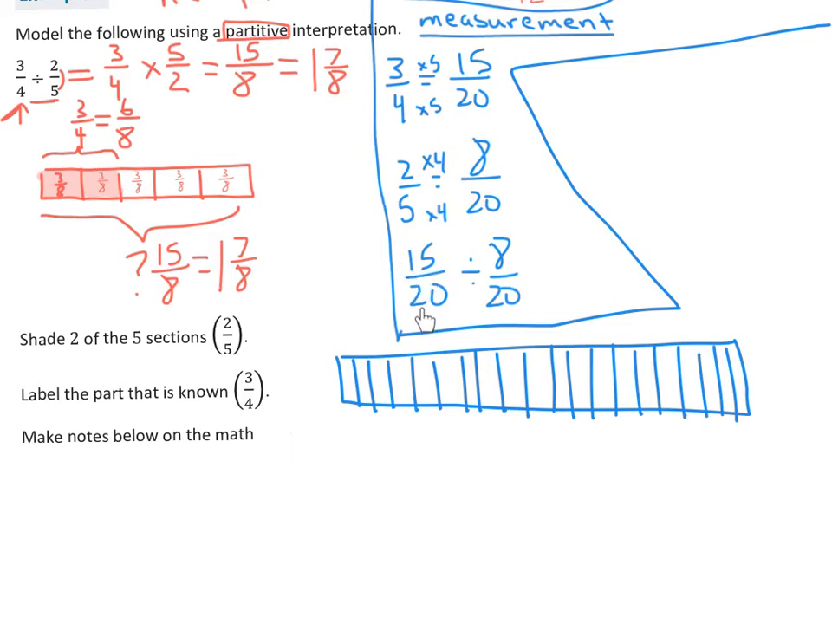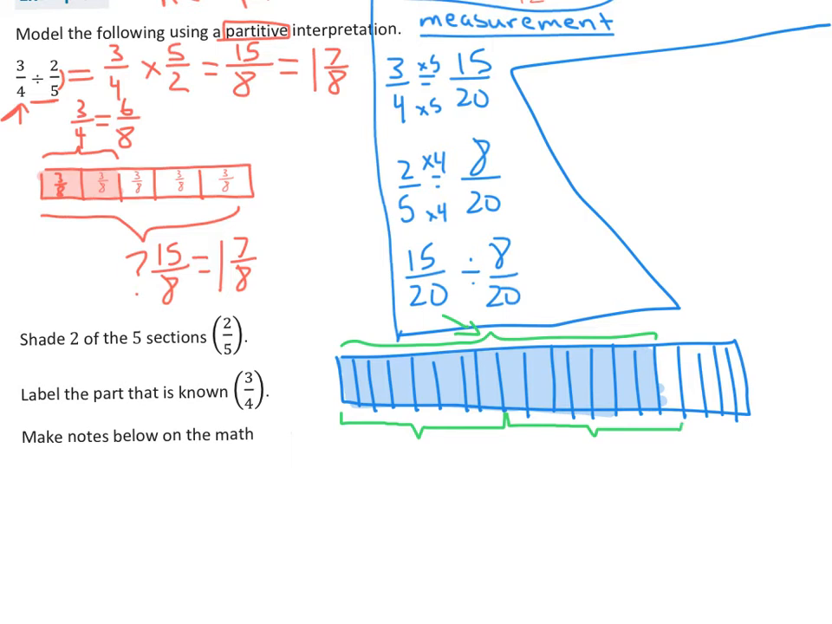I'm going to color in 15/20. And now that I have 15/20 shaded in, I can mark that up here if I want to, right? 15/20. I'm now going to find groups of 8/20. So I'm going to outline 8 of them. So that's 1, 2, 3, 4, 5, 6, 7, 8. Okay. And then I'm going to do that again. So here we go. 1, 2, 3, 4, 5, 6, 7, 8.